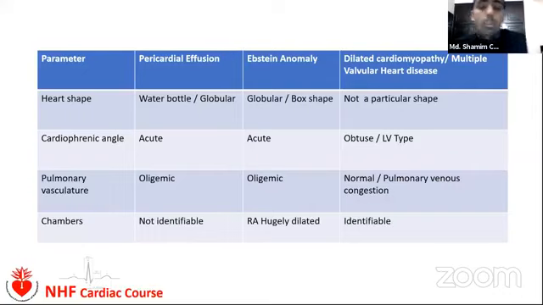Pulmonary vasculature will be oligemic in pericardial effusion and Epstein anomaly, and it could be normal or show pulmonary venous congestion in dilated cardiomyopathy or multiple valvular heart disease. Chambers cannot be identified in pericardial effusion, but there will be some identification in Epstein anomaly, as the right atrium will be hugely dilated. In dilated cardiomyopathy or multiple valvular heart disease, chambers can be easily identified, with dilatation of the left atrium, right ventricle, or left ventricle.